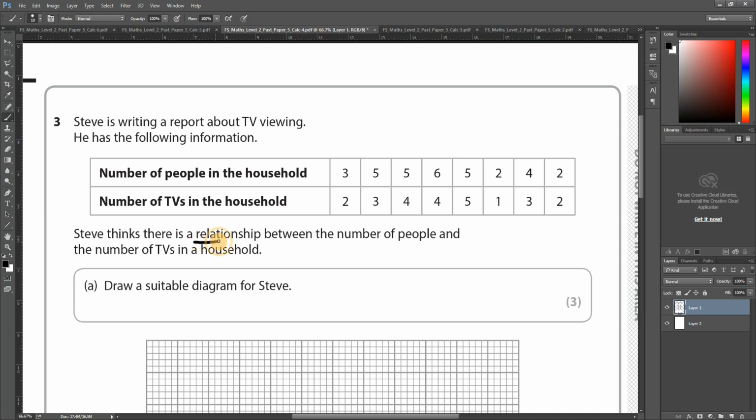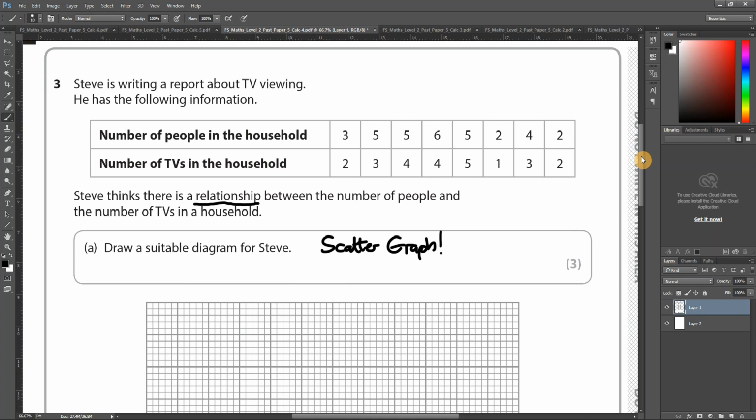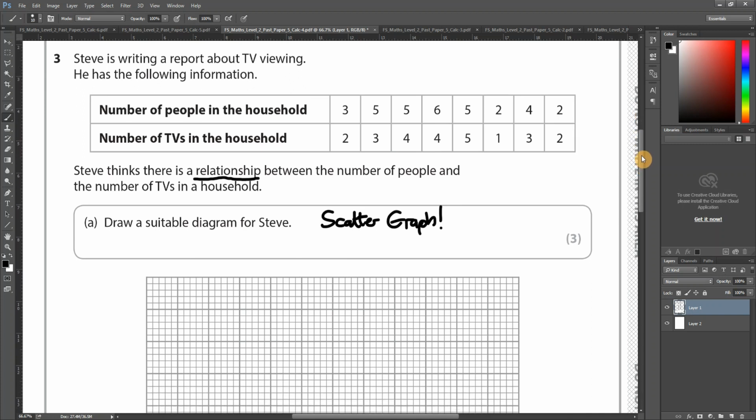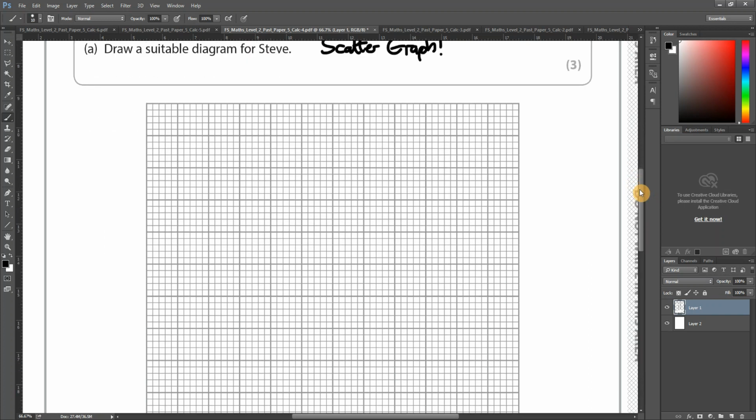relationship. And whenever it says this and it's talking about a diagram, definitely this is going to be a scatter graph. Yeah, 100%. You can draw a scatter graph. So obviously you're going to need a vertical axis, a horizontal one. You can choose which one's which in this case because it doesn't really make a difference. So I'll do number of people at the bottom because I'm going to do them first. So I'm going to go across with the number of people and then go up to do with the number of TVs.